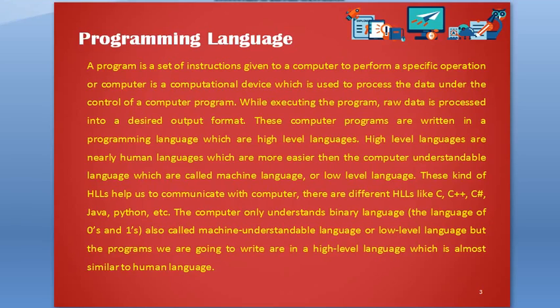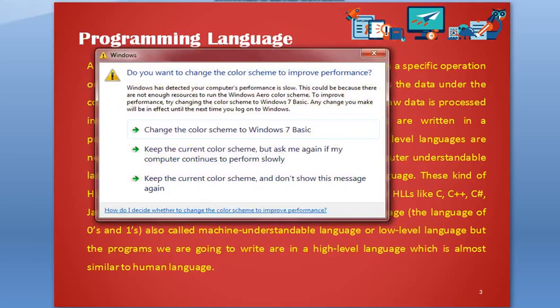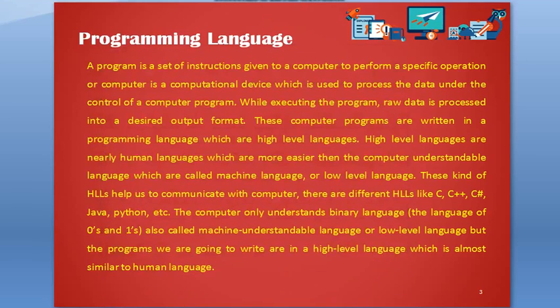When we execute the program, the raw data is provided to the program, and the program processes it to produce some result. These computer programs are written in a programming language. So we have to write these programs using a programming language, also known as a high level language.